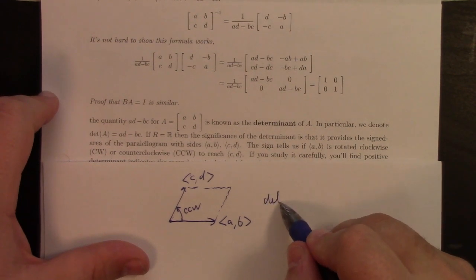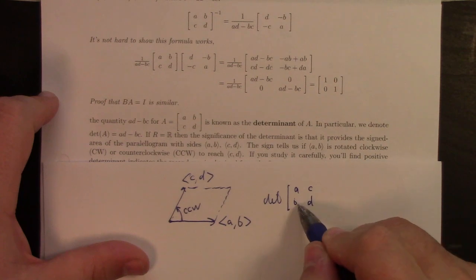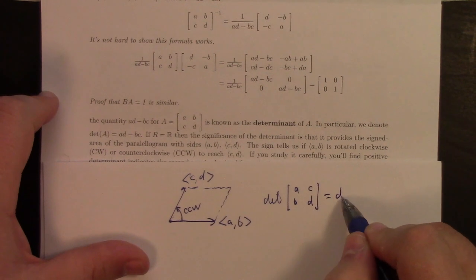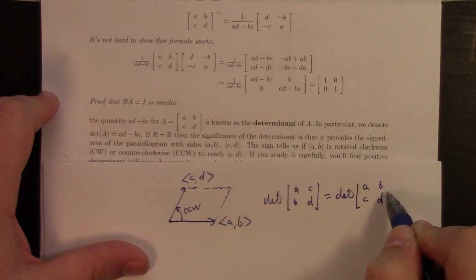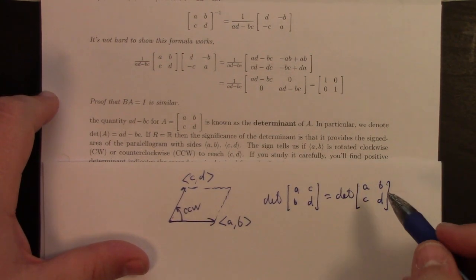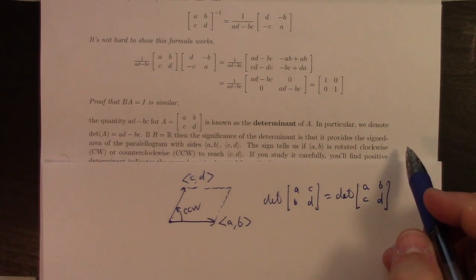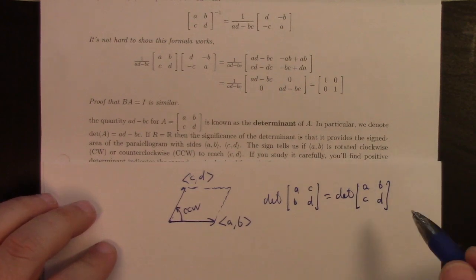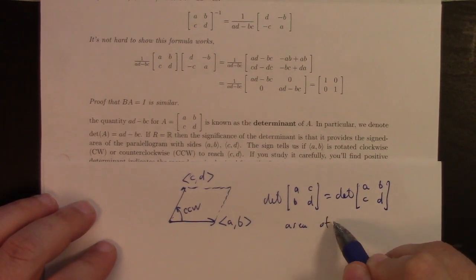And so the determinant of A, B, C, D is also equal to the determinant with the vectors as columns. It doesn't matter if you look at the vectors as rows or columns, because the determinant of a transpose is the same as the determinant of the matrix. In either case, this is the area of the parallelogram.